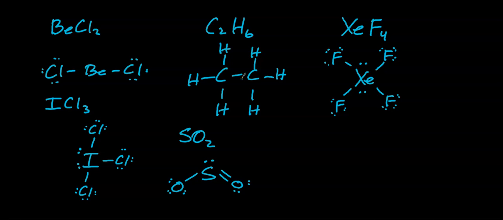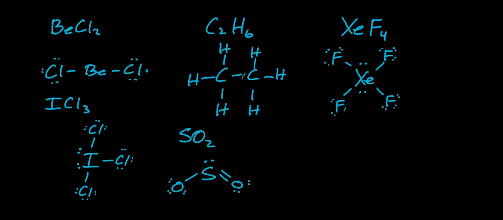And lastly, SO2. Again, we're going to treat that double bond as 1 bond. So we have 2 bonds and 1 lone pair. So this has a trigonal planar electron geometry. However, the molecular geometry is bent.